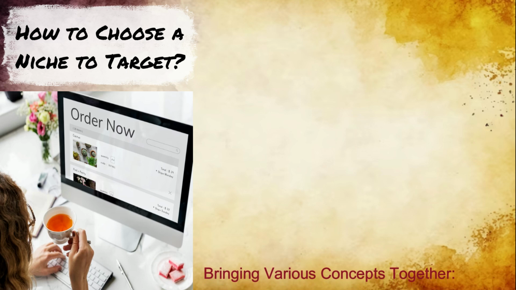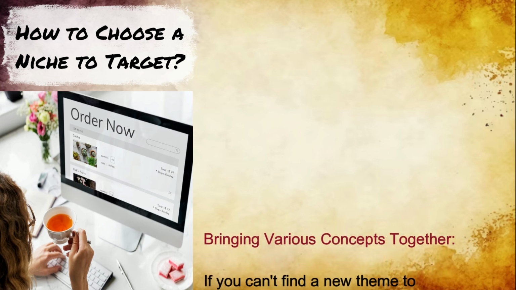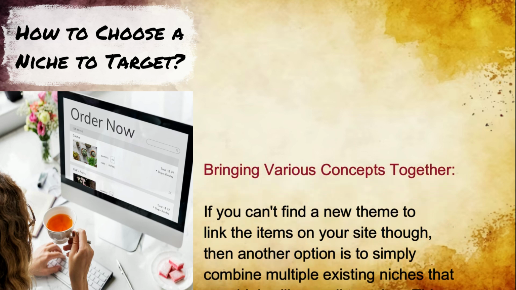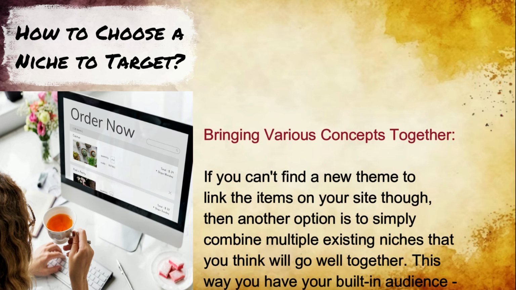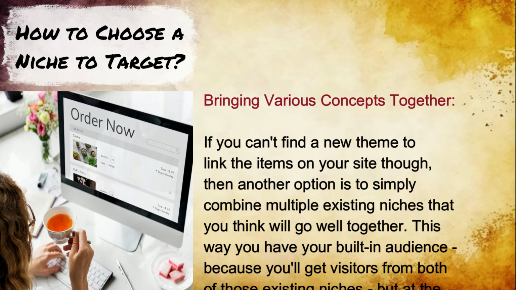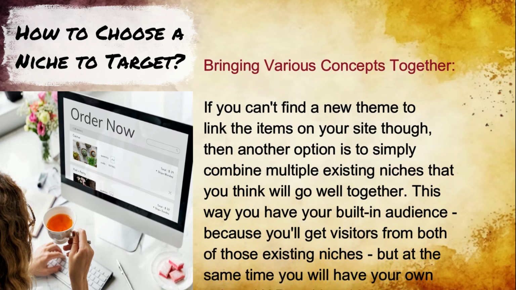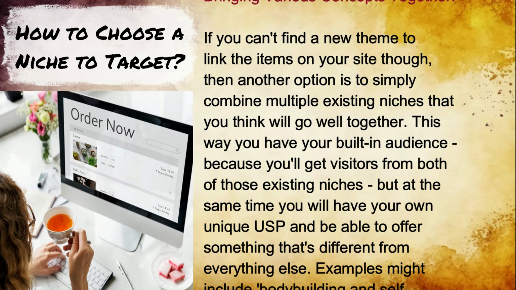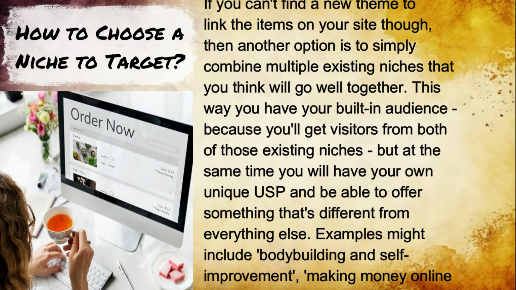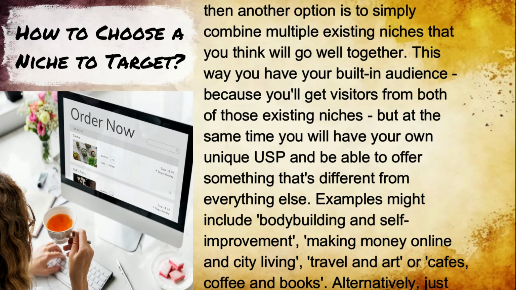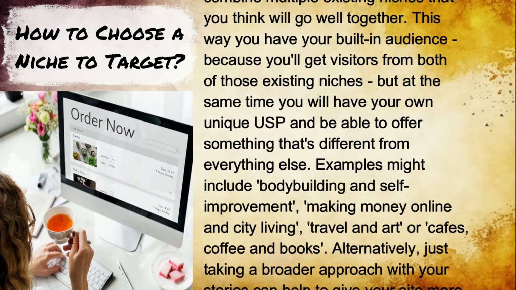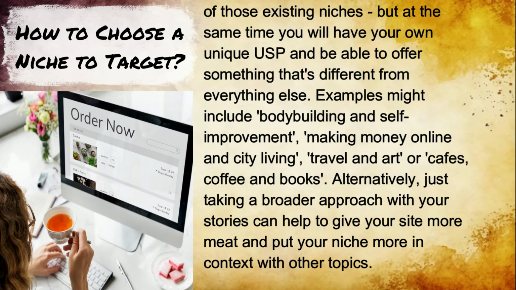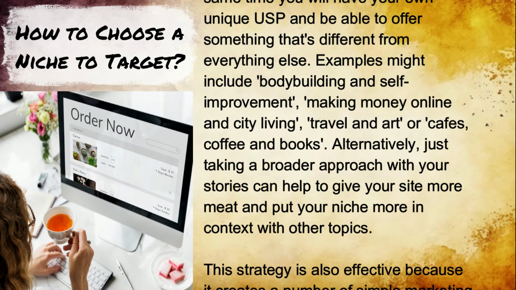Bringing various concepts together. If you can't find a new theme to link the items on your site though, then another option is to simply combine multiple existing niches that you think will go well together. This way you have your built-in audience, because you'll get visitors from both of those existing niches, but at the same time you will have your own unique USP and be able to offer something that's different from everything else. Examples might include bodybuilding and self-improvement, making money online and city living, travel and art or cafes, coffee and books.